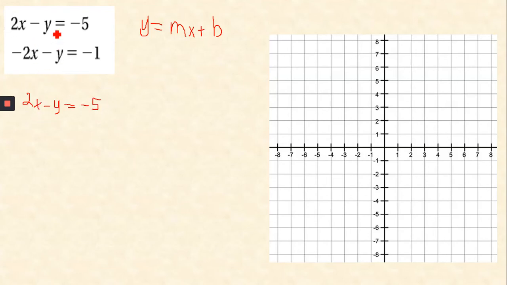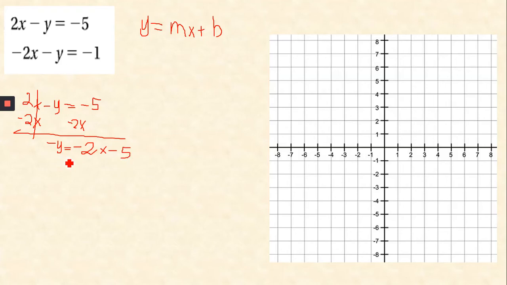So we have here 2x minus y equals negative 5. We're going to rewrite this in slope-intercept form. So we need to get rid of 2x. So we are going to write negative 2x on both sides. So 2x minus 2x, that will be 0. Bring down negative y equals negative 2x minus 5.